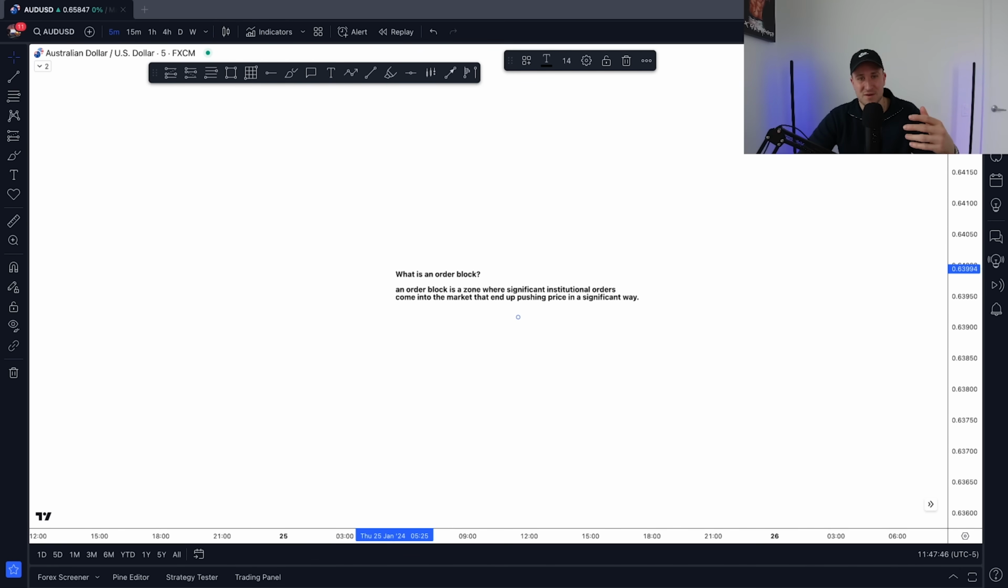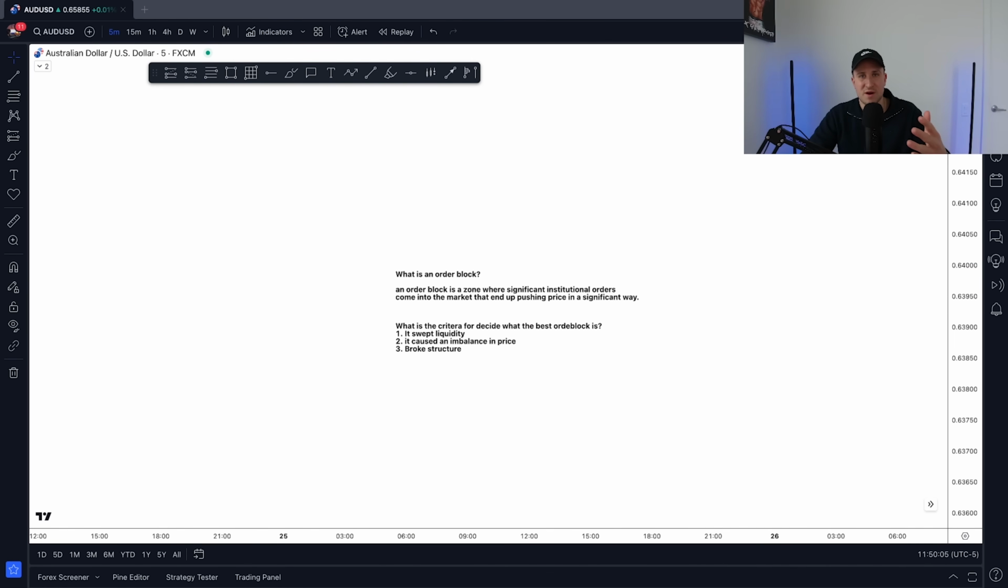Same thing for sells, right? It's an area where the market moves away from extremely quickly, where institutional orders are placed, right? Because we as retail traders cannot move the market like that whatsoever. So like hedge funds, central banks, etc., people who actually can move the market, these are the areas that they are getting in, and that's kind of what an order block is. Don't worry, I'll be showing many examples throughout this video.